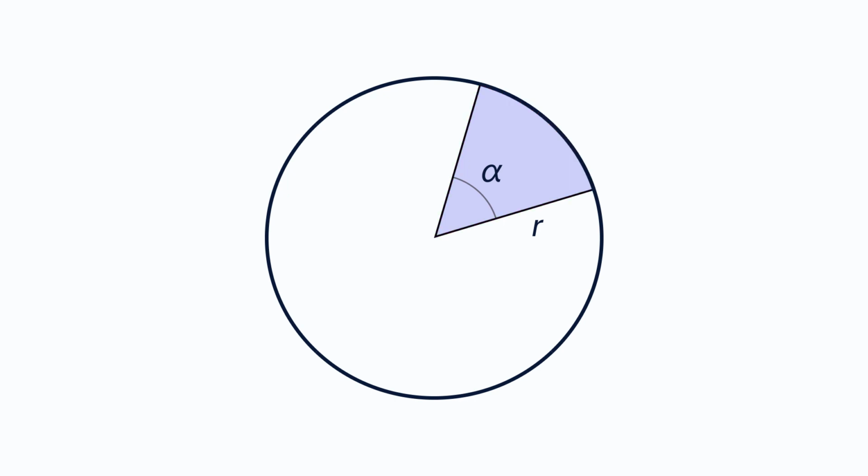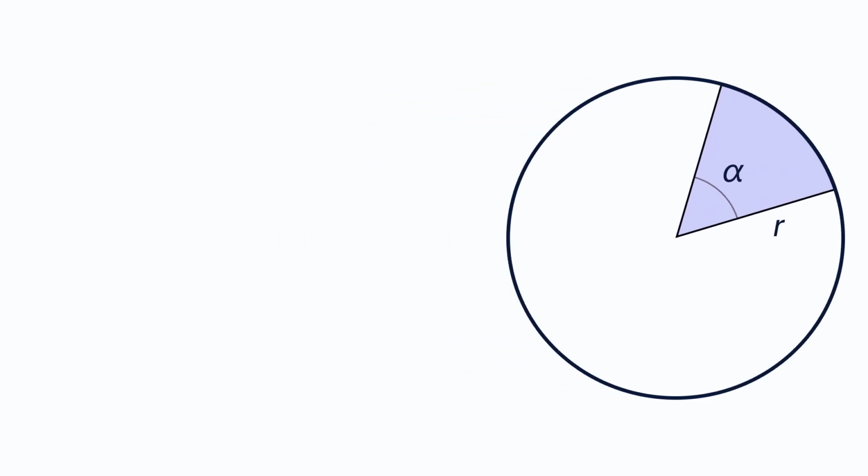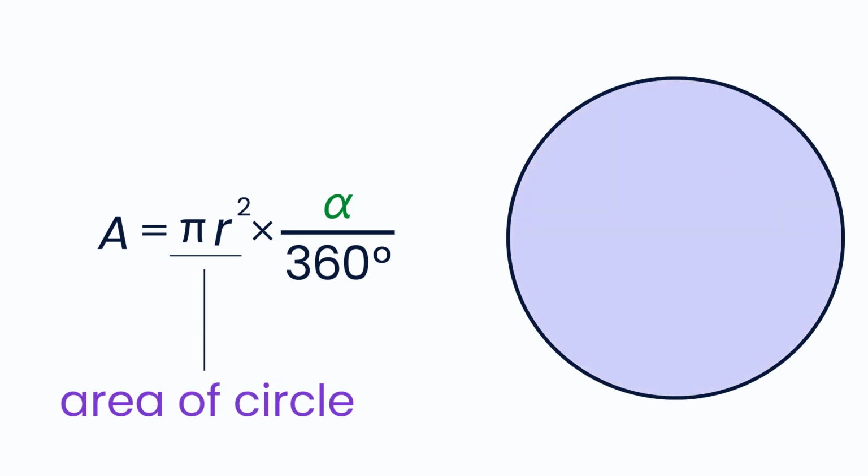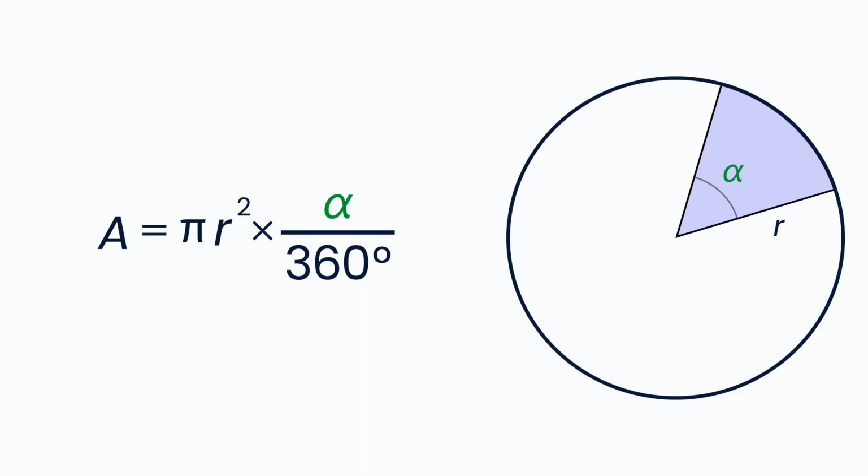The formula for calculating the area, A, of a sector is A equals pi r squared times alpha over 360 degrees, where pi r squared is the area of the whole circle, and alpha over 360 degrees is the fractional part of the circle spanned by the central angle.